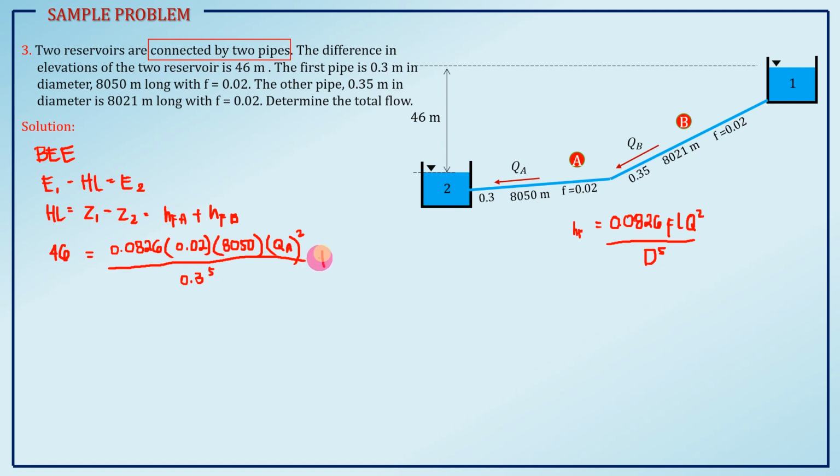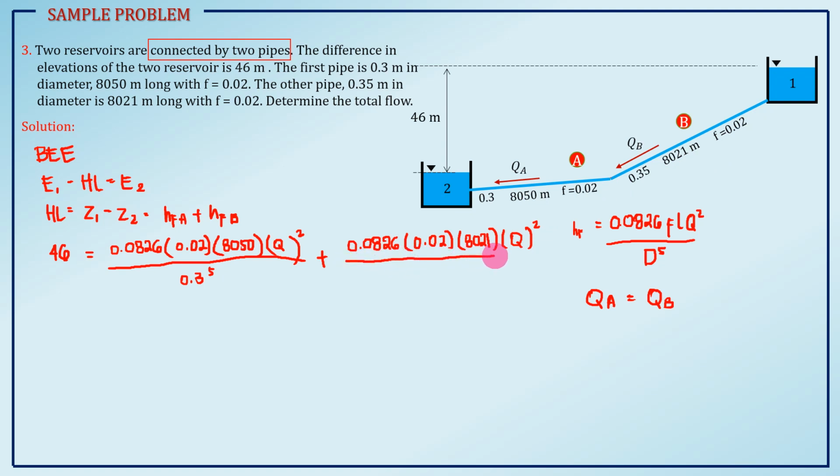And then, plus the head loss at point B. It follows the equation of Darcy raised back again. We have 0.0826. F natin 0.02. Length ay 8021. Then, what is your Q? Yung Q mo dyan is QB. But, again, from your continuity equation, what comes in, what comes out, QA is just equal to QB. So, para hindi ka na madagdagan, lagay mo na lang QA, or Q na lang. So, that is your Q, total flow on the pipe.